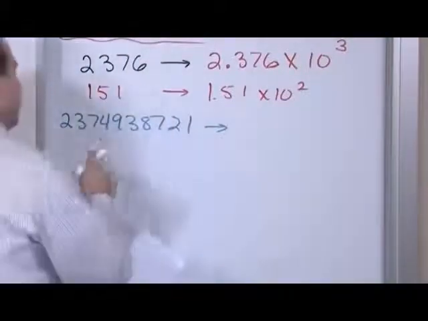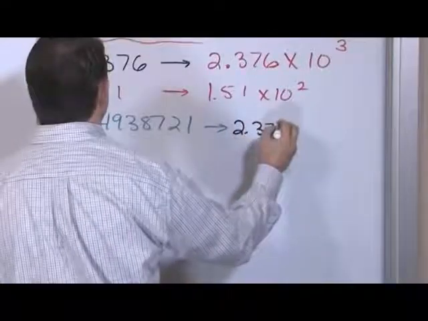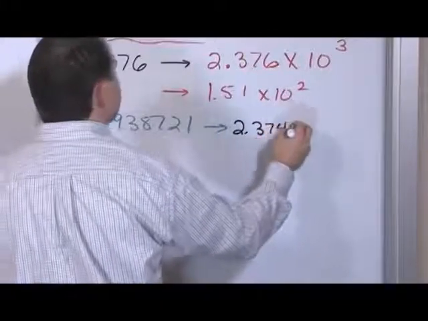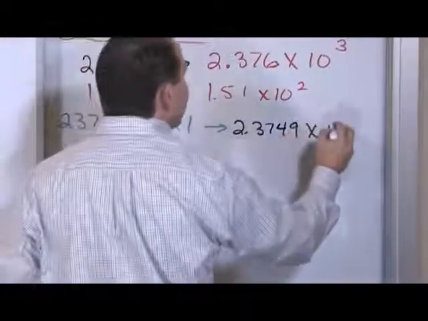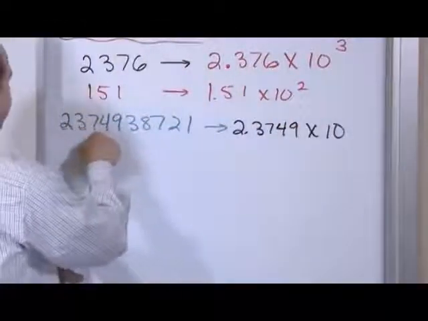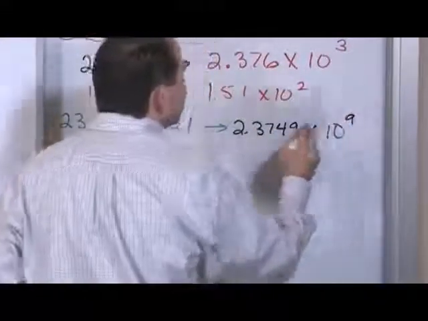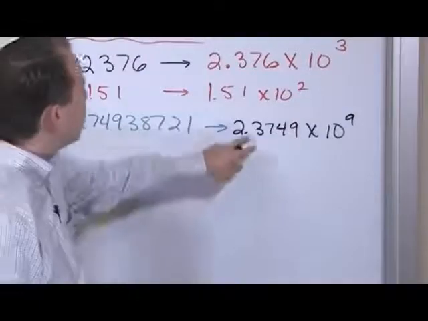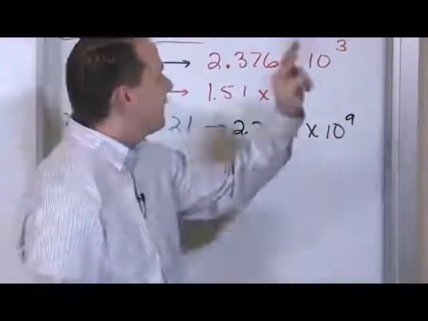So the way to really handle that is you could write this as 2.3749. Let's say you wanted to take it out to here, but then you would multiply by 10 to the 1, 2, 3, 4, 5, 6, 7, 8, 9, times 10 to the 9. Because in scientific notation, the decimal is here, but when I multiply by 10 to the 9, it's just moving the decimal.